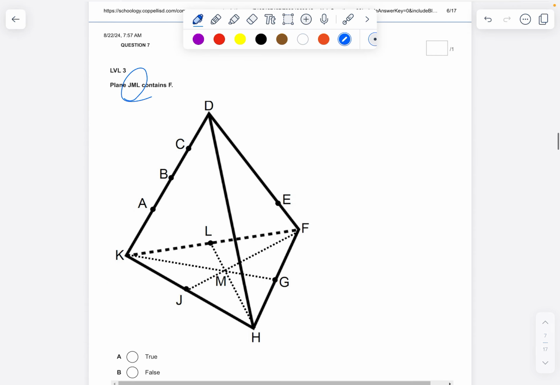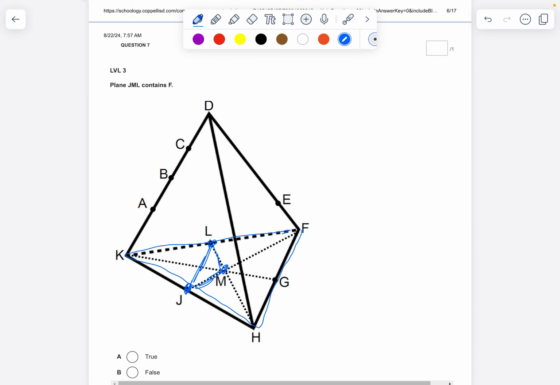This plane, JML, let's figure out where JML is. Here's JML. Well, all of those points are on the bottom. This triangle, if you were to expand that triangle forever, you're making the bottom of this pyramid, right? All of those are on the bottom together. So that means every point on the bottom is going to be with JML.